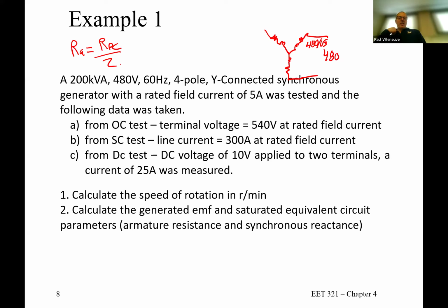So from the open circuit test, you've got 540 volts at rated field current, and the line current is 300 amps at rated field current. Anybody have any issues? That's 540 volts. It's a 480 volt machine, but it's outputting 540 volts. Anybody have any issues with that? 60 volts higher than nominal.